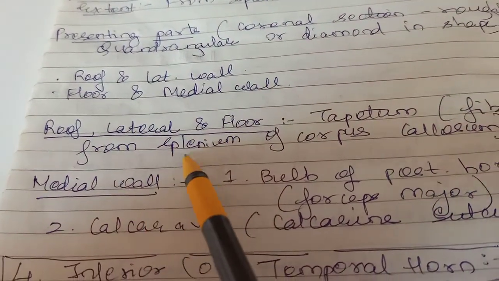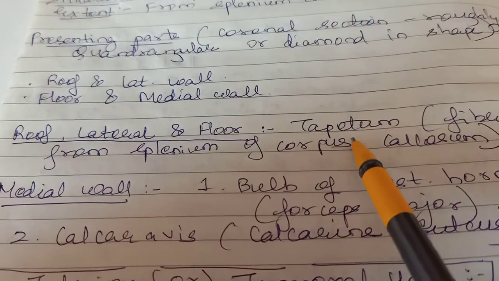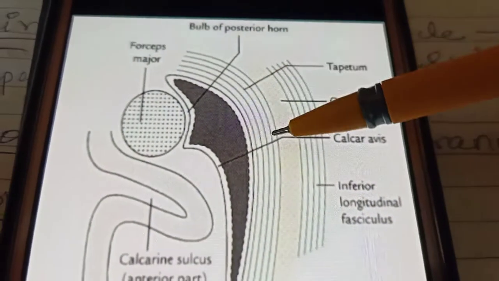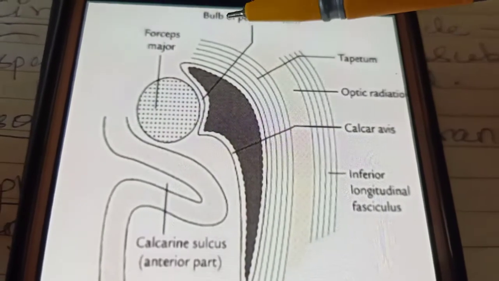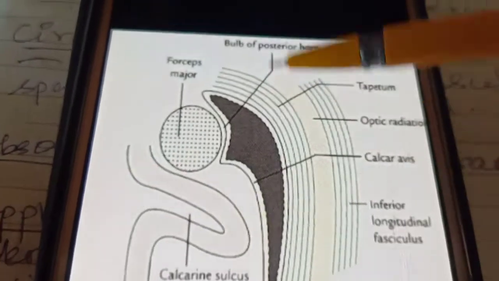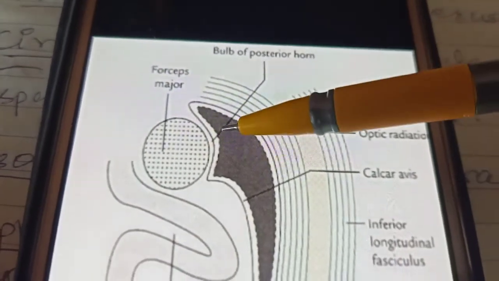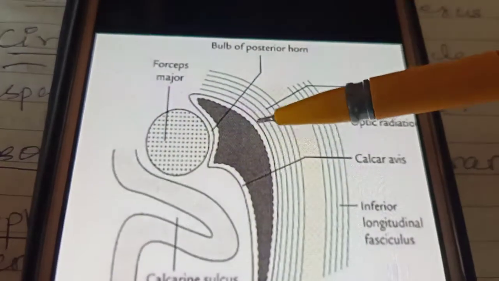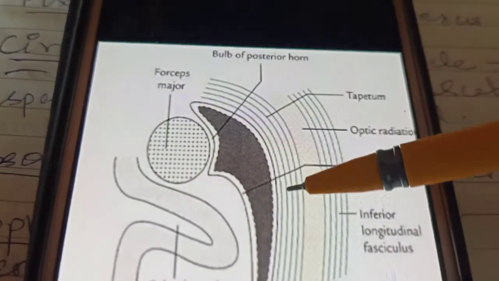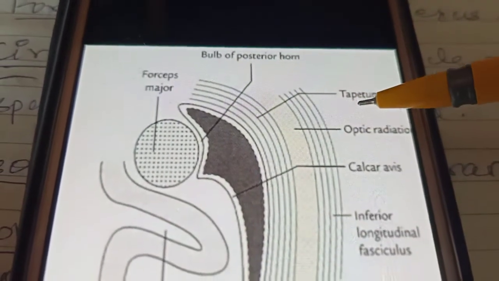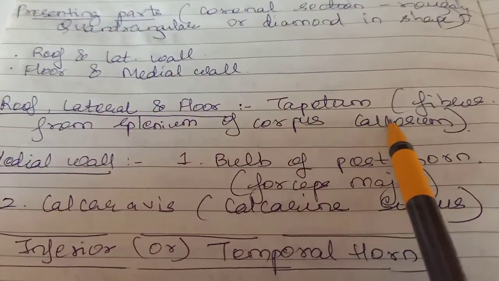The roof, lateral wall and floor are formed by the tapetum. This is the tapetum, forming the roof, the lateral wall and the floor. This is the posterior horn, the bulb of the posterior horn. Remember this: the roof, the lateral wall and the floor are formed by the tapetum.